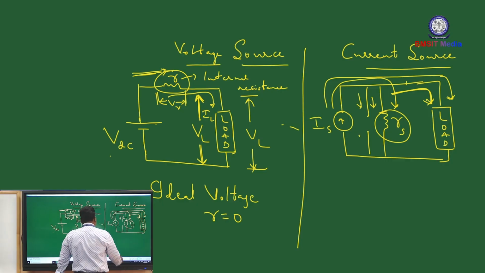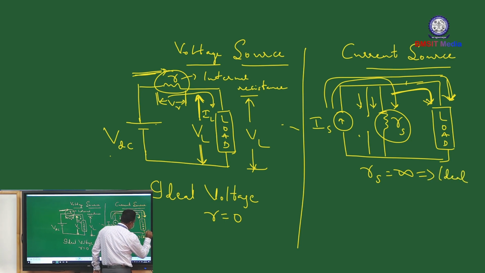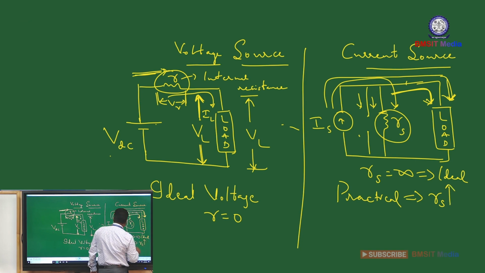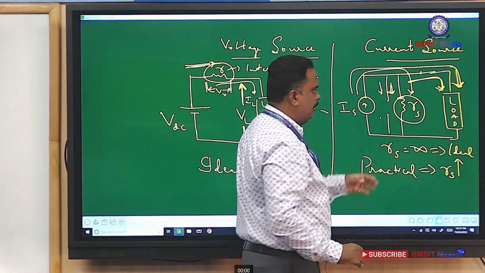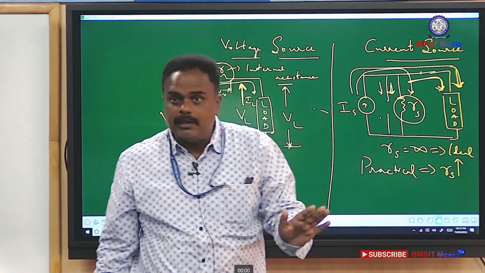An ideal current source delivers constant current through the load. Here RS is equal to infinity. This is the ideal current source, which is not possible in practice. A practical current source means the value of RS should be very high, so the current flowing through it will be very small and most of the current will flow through the load. This is the definition of a practical current source.